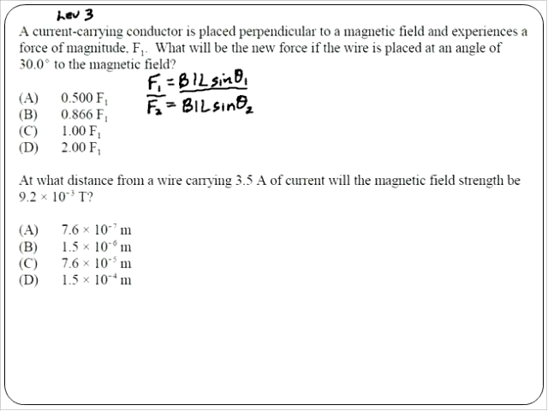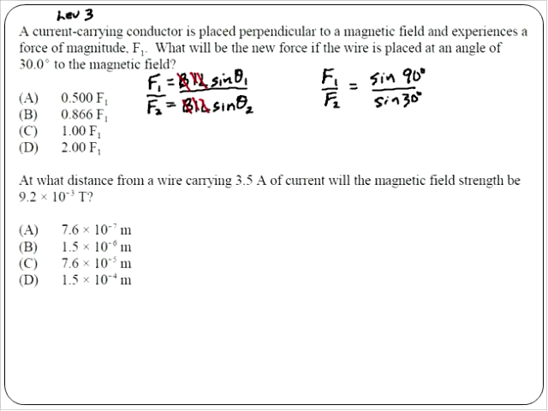When I divide them, because the currents don't change, the currents cancel. Because the magnetic field doesn't change, they can cancel. Because the length doesn't change, they can cancel. The only thing that's left is sine theta 1 over sine theta 2. So F1 over F2, I don't know what those forces are, so I'm just going to leave those as is. I know that the first time, the first angle was 90 because it said perpendicular. A current carrying conductor is placed perpendicular. So the force 1 goes with the sine of 90. The other one is the sine of 30.